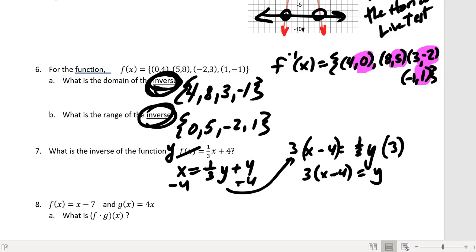My last step is very important. Go ahead and cross out y and put the inverse of x, because that's what we're solving for. So you could leave it like that, or you could say 3x minus 12. I'm okay with either way is fine.